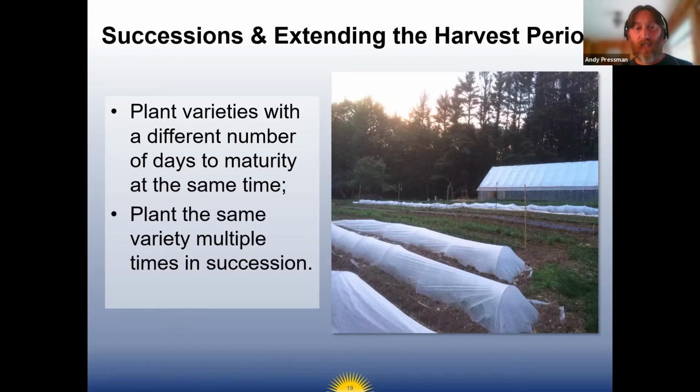But the main thing is, once a crop comes out, we're putting another crop in right away. So we're constantly having these successions so that we have something at market. Next slide.